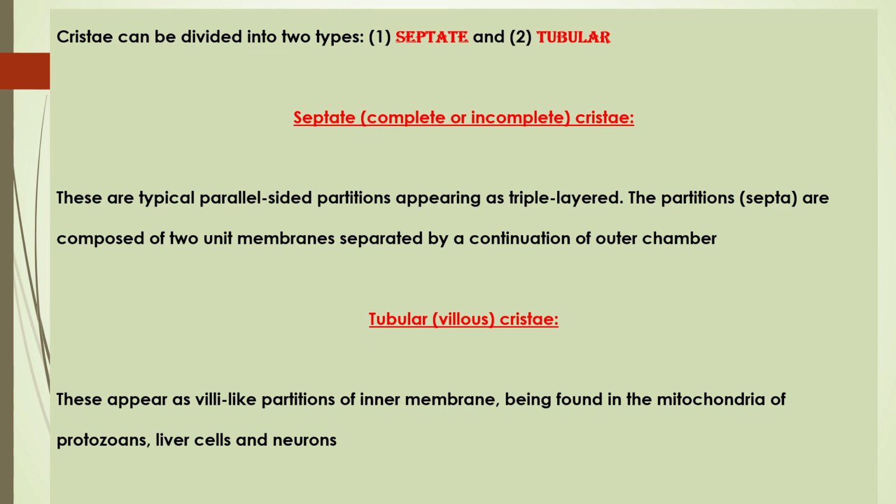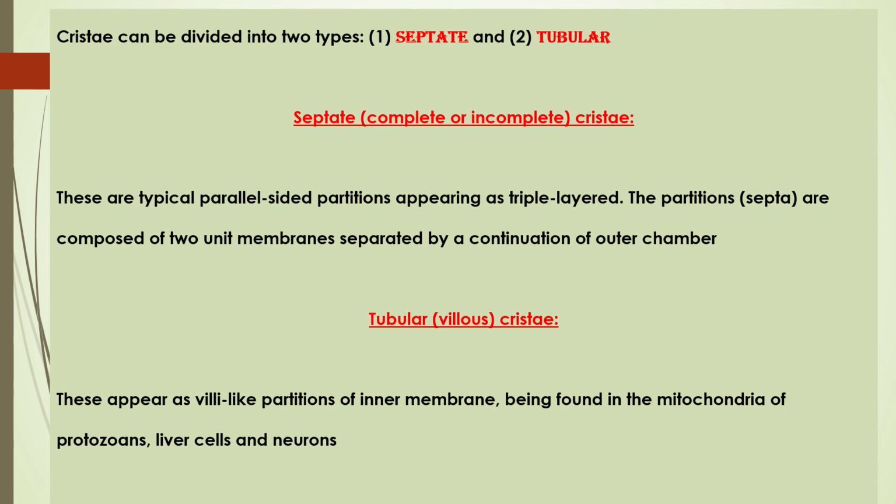Now we'll take a deeper look into the cristae. Broadly, it can be classified into two types. One is septate, the other is tubular. The septate ones can be complete or incomplete. Okay, these are typical parallel-sided partitions appearing as triple-layered ones. The partitions or septa are composed of two unit membranes separated by a continuation of outer membrane.